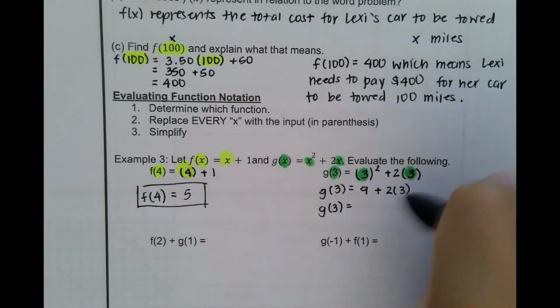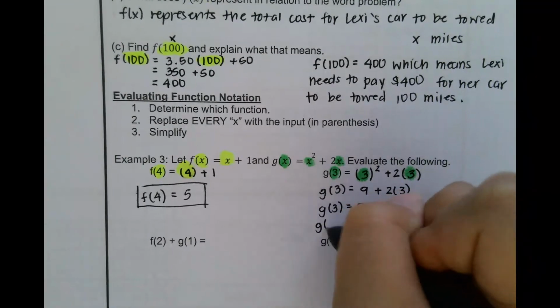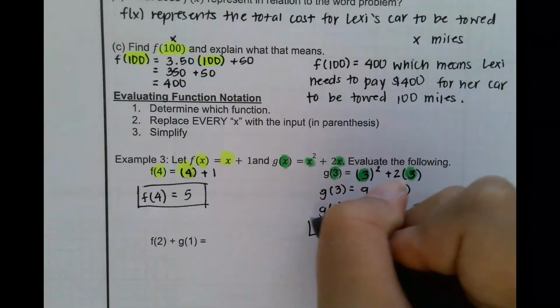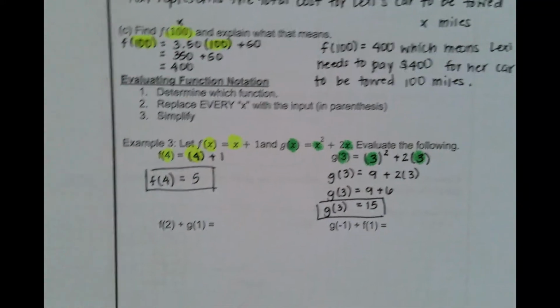Right? 2 times 3 is 6, so this is 9 plus 6. And then 9 plus 6 is 15, so g of 3 is 15. Okay. So let's try the next one.